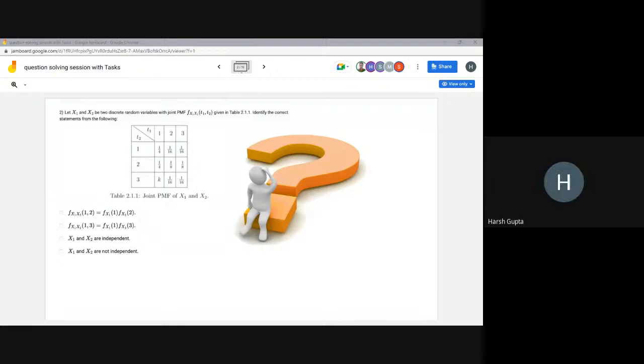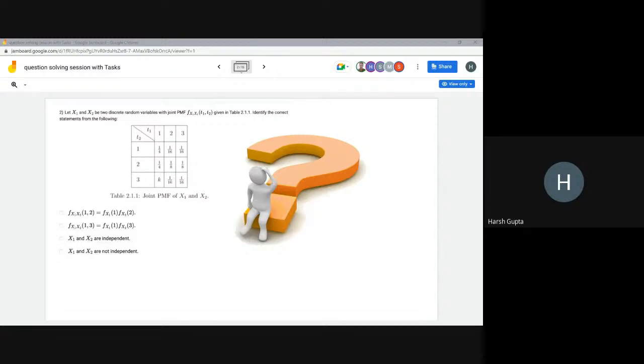So let me write. Give me 1 minute, I'm unable to write, so just give me 1 second. Please zoom. I'm also not able to access it, I have given myself view-only permission because I'm logging in from another laptop. Just 1 minute.